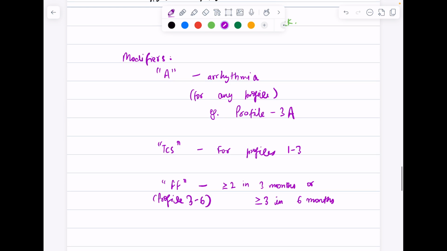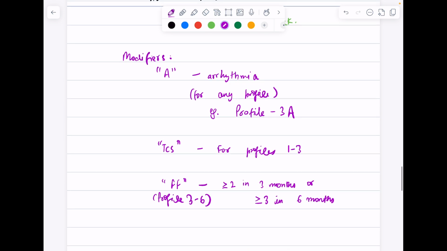Now, there are three modifiers that you can use. Modifier A, which stands for arrhythmia, is for sustained VT or VF requiring, for example, ICD shocks, typically more than twice in 1 week. So they're having malignant arrhythmias frequently. This can be applied to any of the profiles. For example, you might say this patient is a profile 3A.